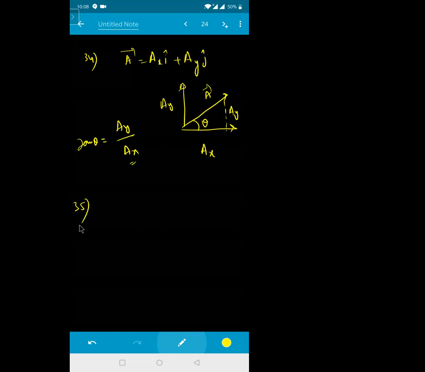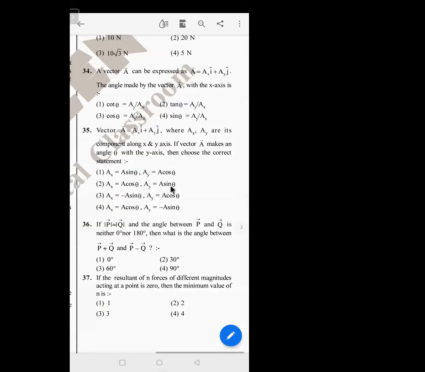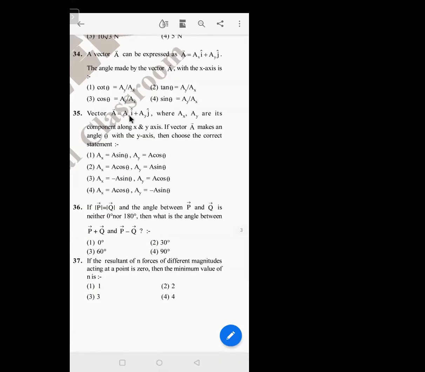Question number 35. Vector A bar is equal to AX I cap plus AY J cap, where AX and AY are the components along X and Y. If vector A bar makes an angle theta with the Y axis, then choose the correct statement. This is a useless question. Tell me quickly. Where theta is, there it will become cos theta.